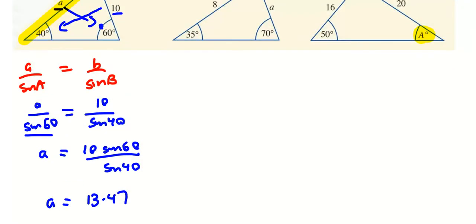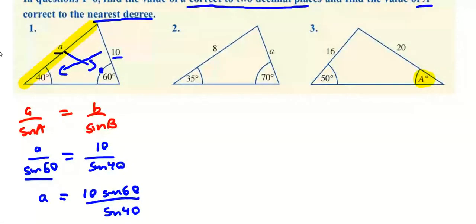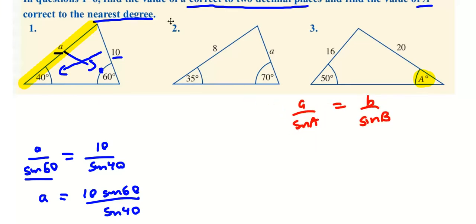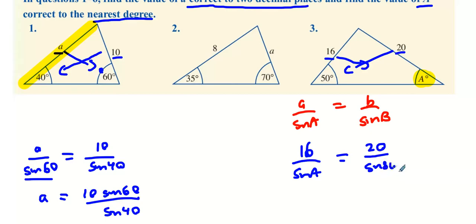Now in question 3, however, things are different, because we need to find the angle A. Once again we're going to use the sine rule, which is in red over here. We pick a side, 16, and divide 16 by the angle it looks at, which is A. So 16 over sine A. Then we pick 20, which looks at the 50-degree angle, so it's 20 divided by sine 50.